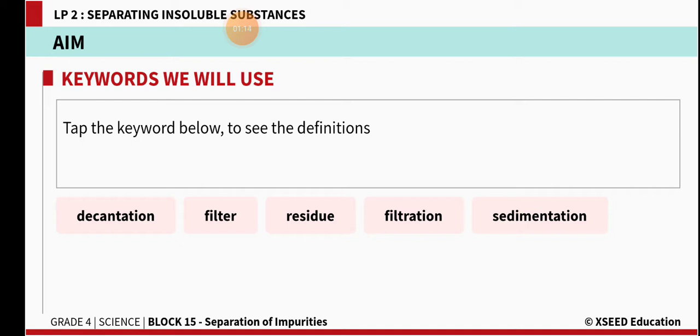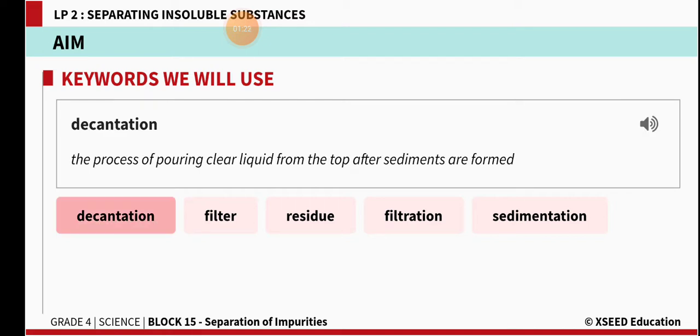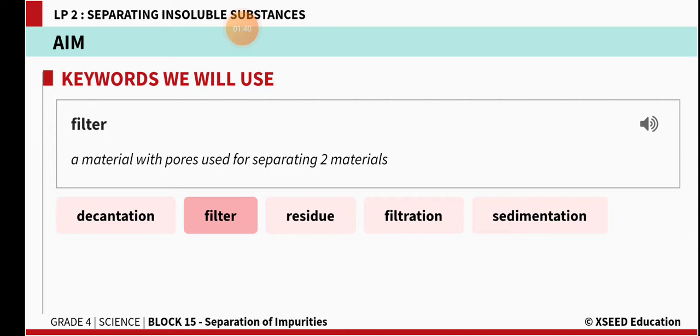Now the words you are learning here are decantation. Decantation means the process of pouring clear liquid from the top after sediments are formed. Now the next word is filter. Filter means a material with pores used for separating two materials.